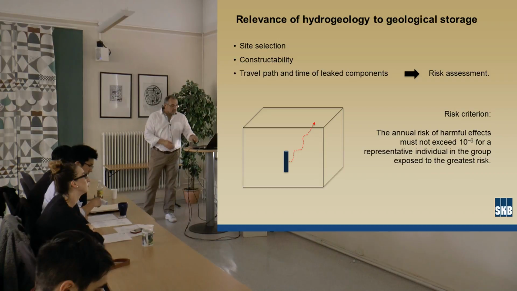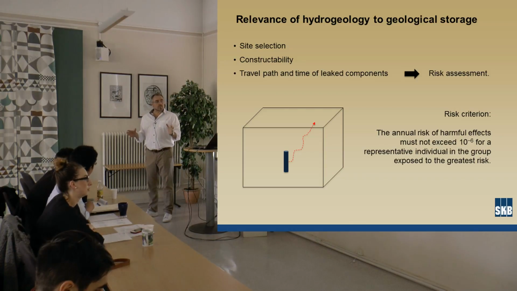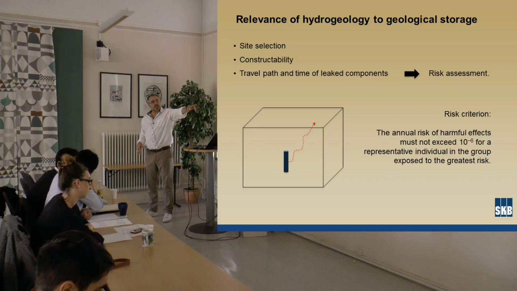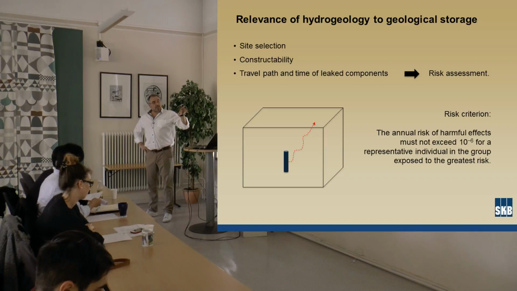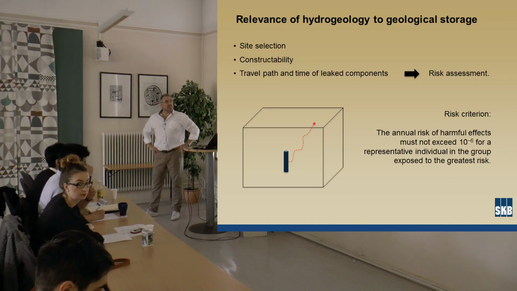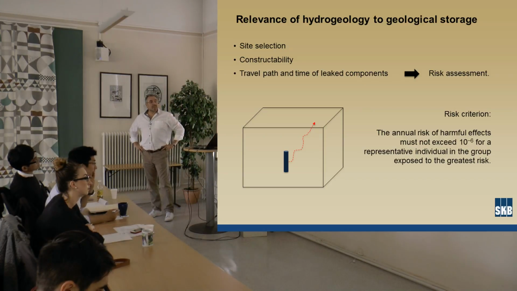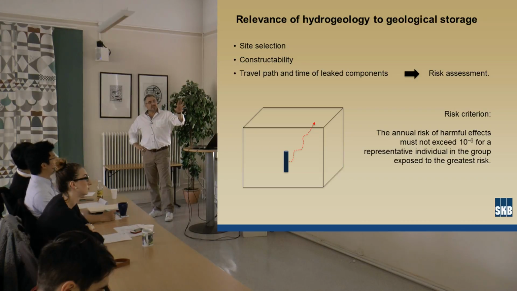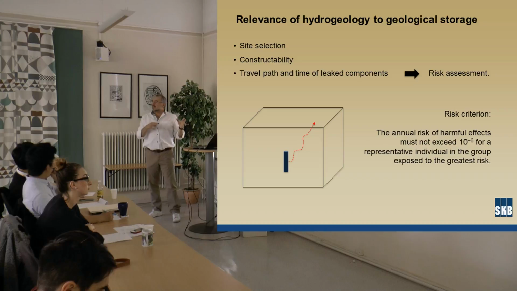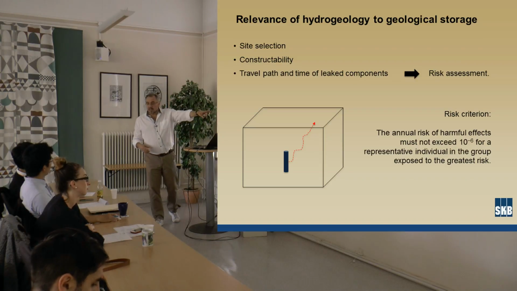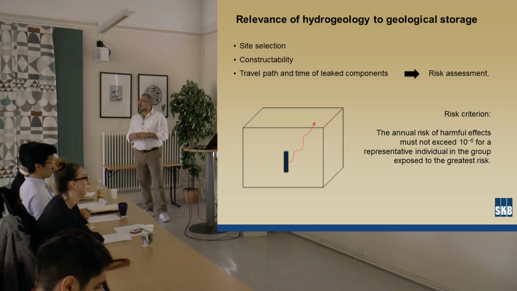So the whole geological storage issue is basically to make the case credible that we can accommodate this storage under this risk criterion, which is that the annual risk of harmful effects must not exceed 10 to the minus 6 for a representative individual in the group exposed to the greatest risk. So this is nothing which I as a hydrogeologist deal with directly, but I want to show you that this hydrogeological component is an input towards this end, where there are also several other components in other disciplines.